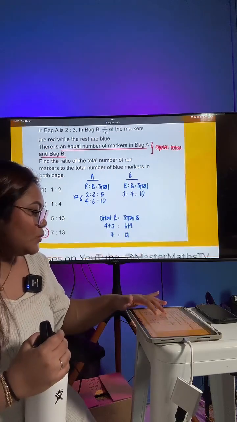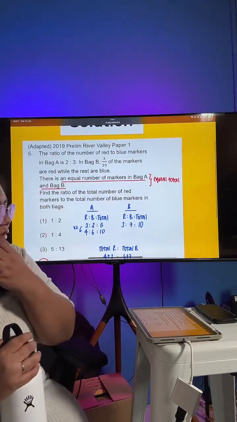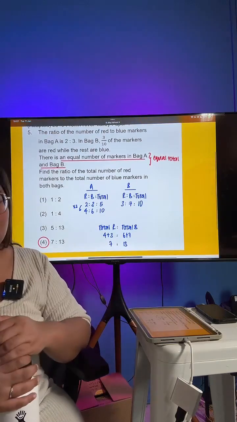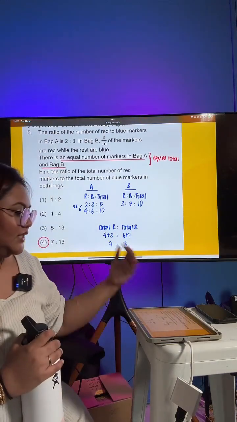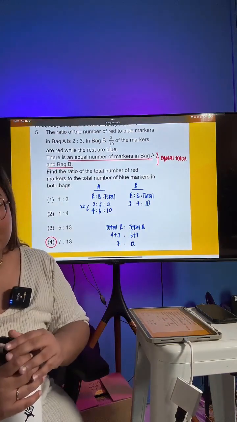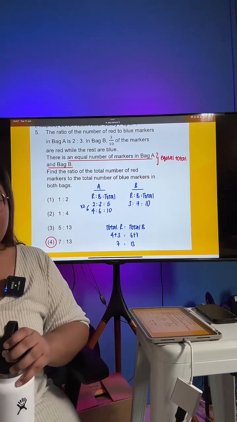Alright. So again, this one came out in 2019 River Valley Paper 1. Okay, for those of you who don't believe that these are PSLE questions, this actually came out in prelims. Okay? Alright, one more time.